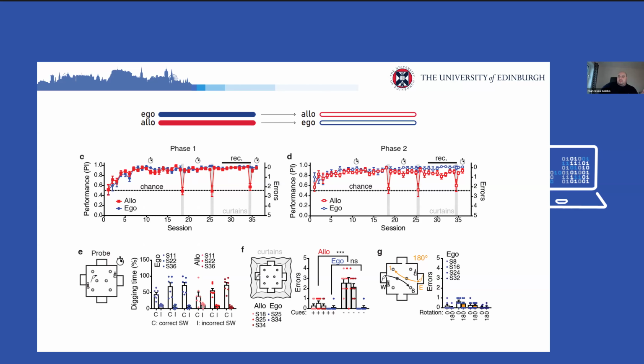For example, animals that are performing the task allocentrically have to rely on the position of available cues and landmarks in the environment. If we remove those and mask the extra-maze environment with curtains, animals are not able to orient themselves and start searching for the rewarded well at chance, while egocentric animals are much unaffected, so they can retrieve the rewarded well just as easily as with cues available.